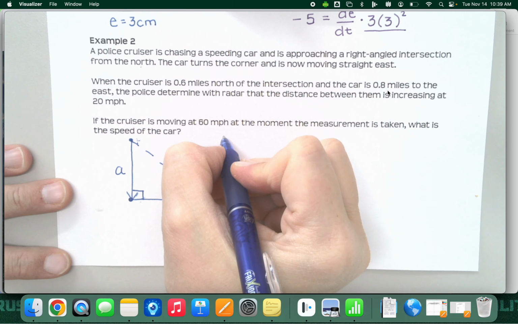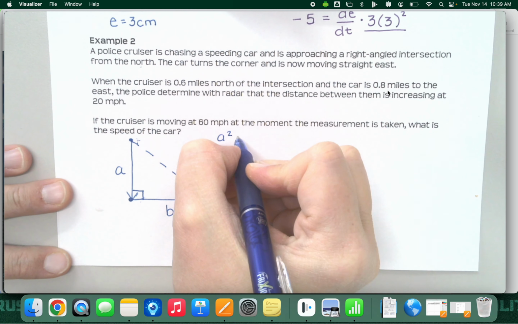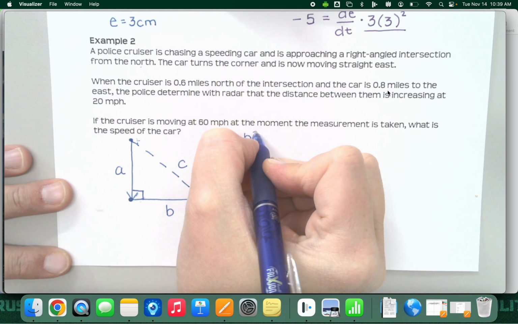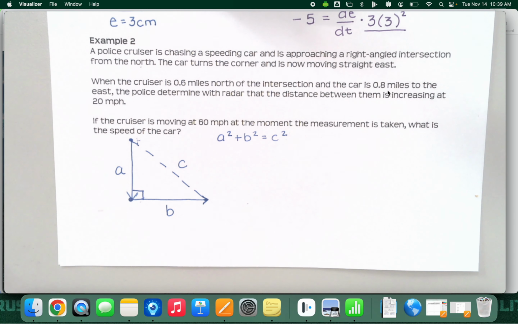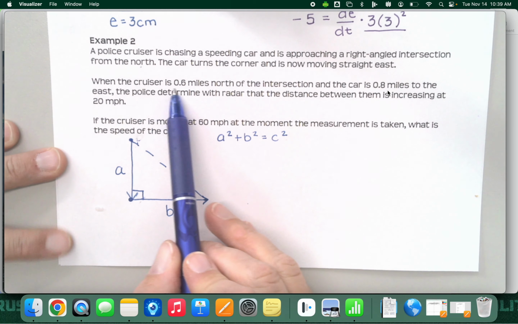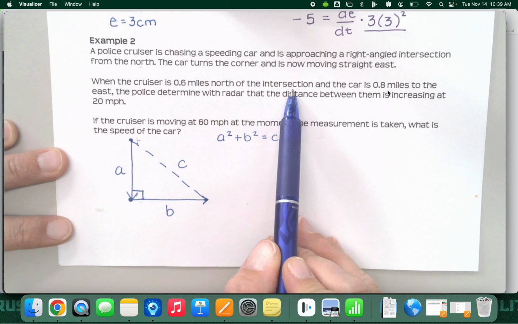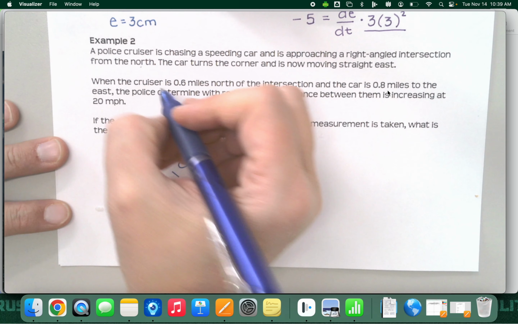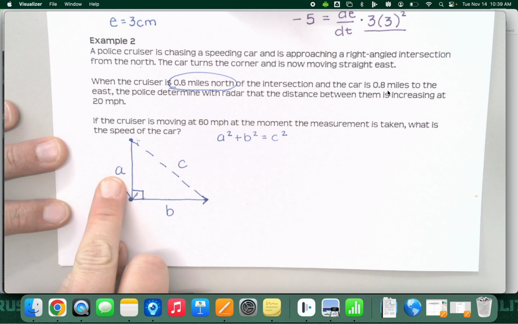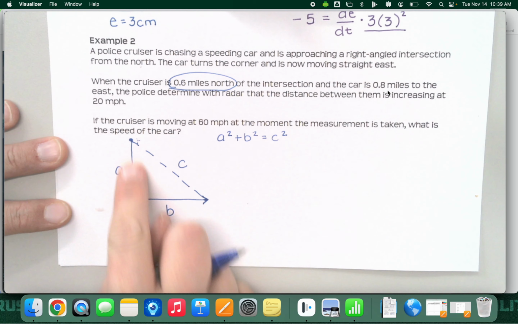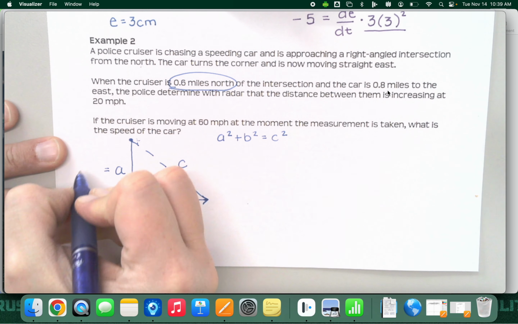I want you to try to differentiate between which numbers are rates of change and which numbers are actual distances. Everything we're talking about here is a distance or the rate that a distance is changing. Okay, when the cruiser is 0.6 miles north of the intersection, so there's my first number, 0.6 miles north. That's A, right? Because this is the police cruiser north of the intersection. So A is equal to 0.6.